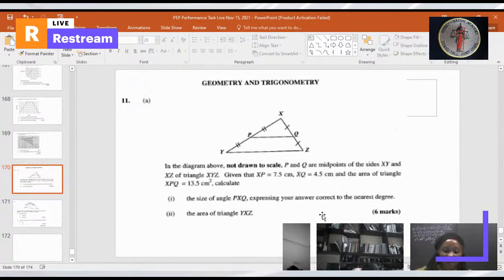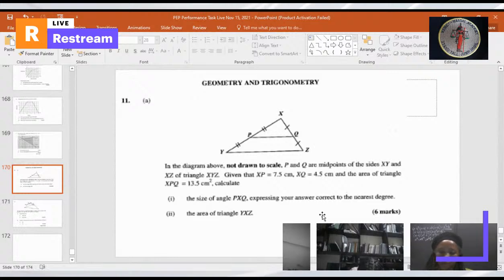So it will be half times 9 times 15 times the sine of theta. And we know that theta is 53. We just work it out, right? So work out all of that. So half times 9 times 15 times the sine of 53 degrees. That will give you the area.